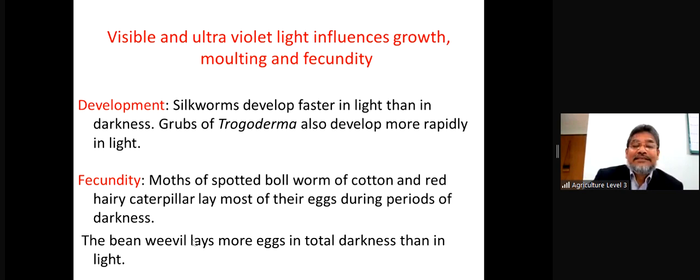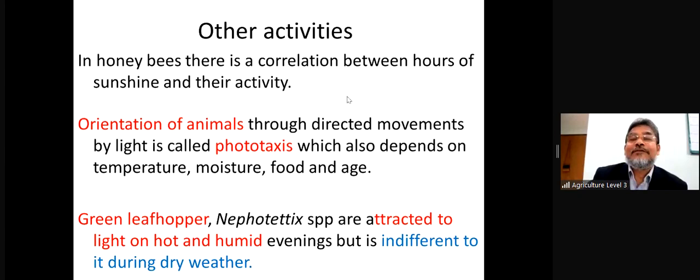Bean weevil is another insect. It lays more eggs, that is the number of eggs will be higher, that is the fecundity will be higher, in total darkness than in light. If the darkness is greater, then the number of eggs will be higher in the case of the bean weevil. So that is an effect of abiotic factors, that is the light. Now many other activities will be influenced by light.